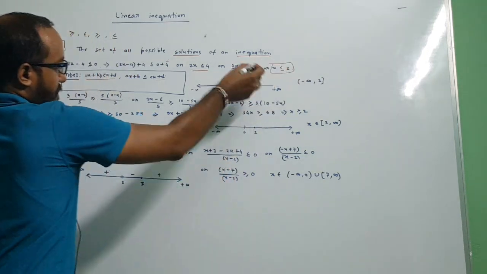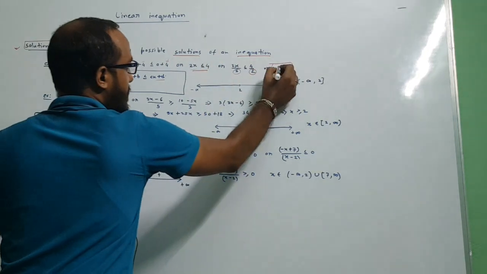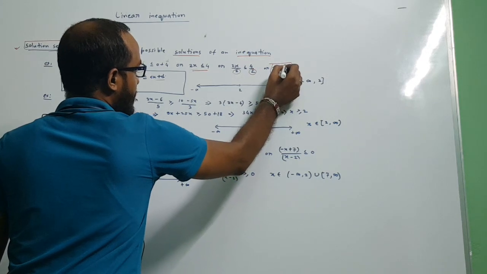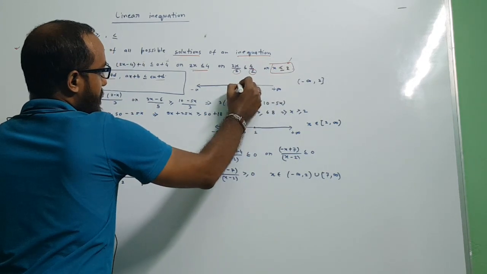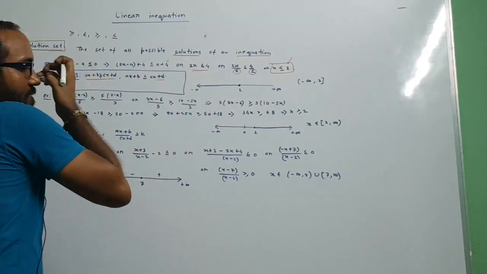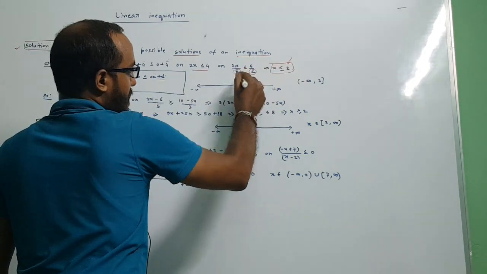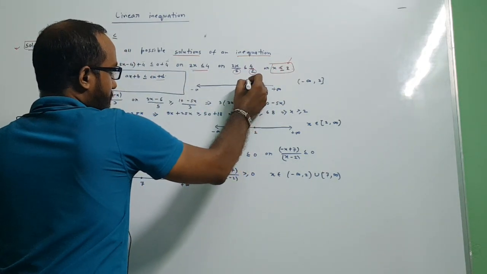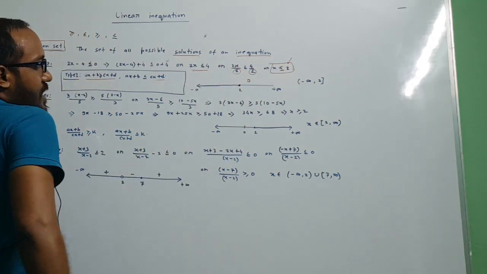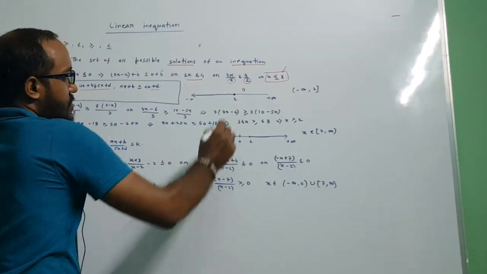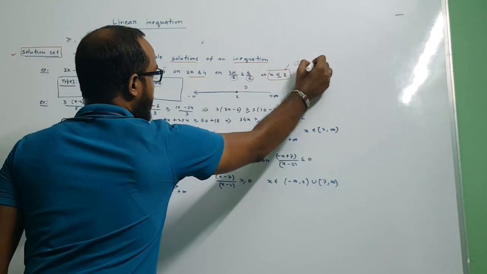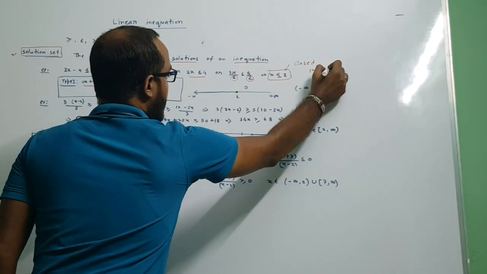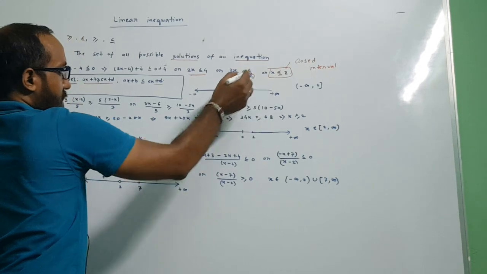So plot the number on the number line. See, as it is less than or equal to, that means it is a closed interval. A closed interval is represented as a dark circle, and an open interval, if it is only less than, should have an empty circle. Okay, as it is x less than or equal to 2, it will contain that point. Closed interval means it will contain that point.